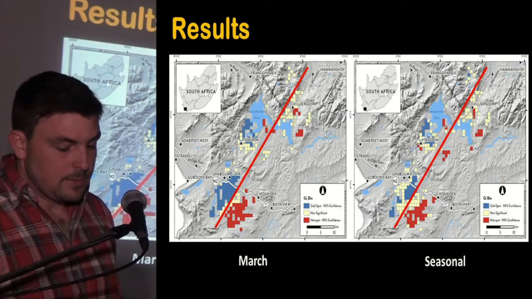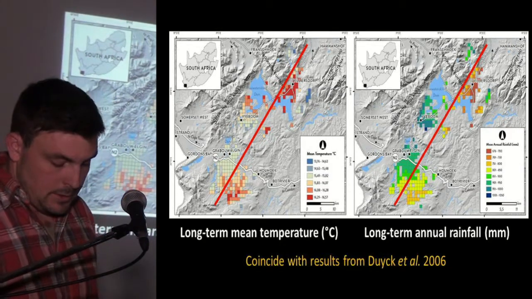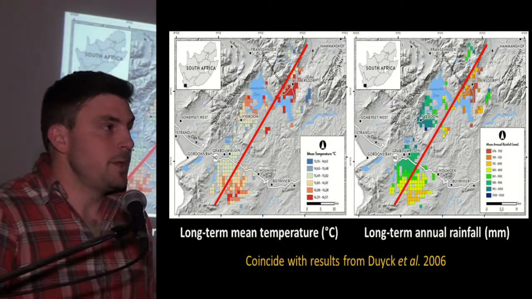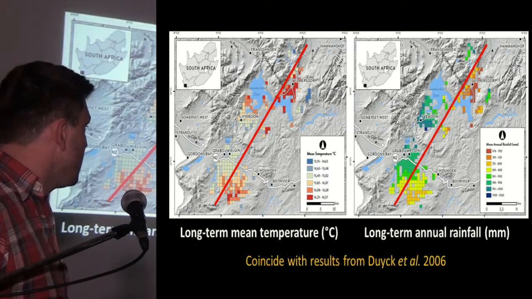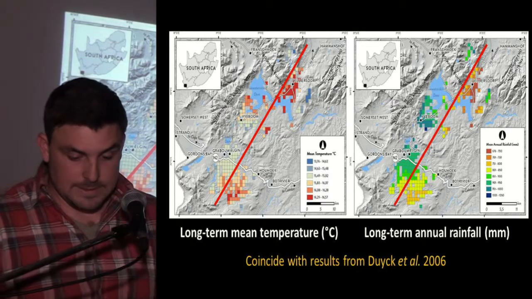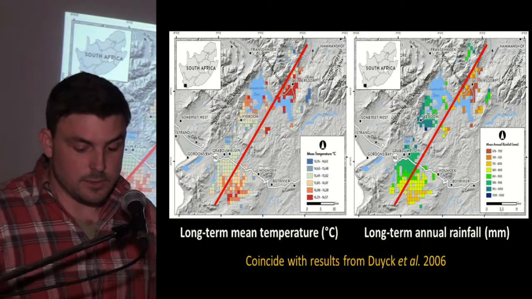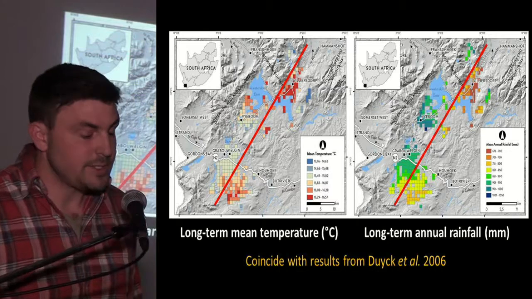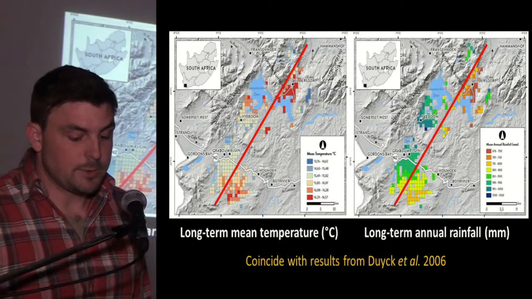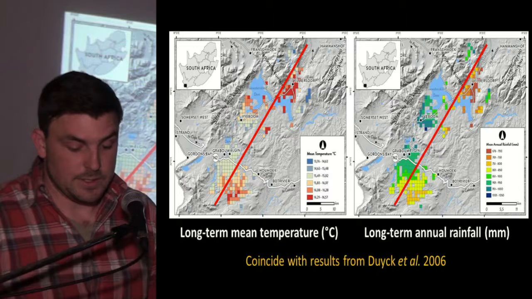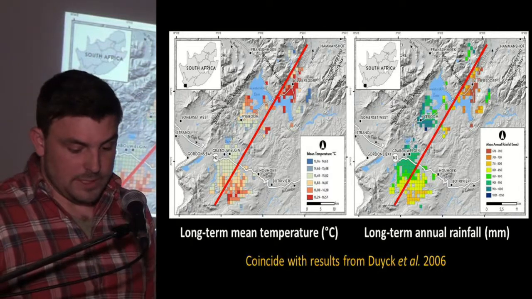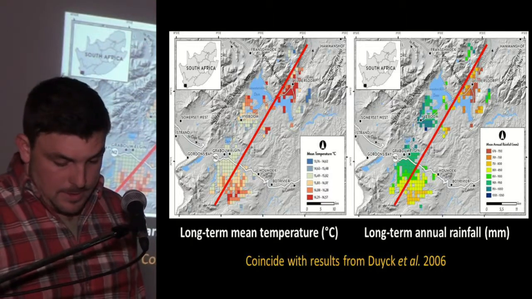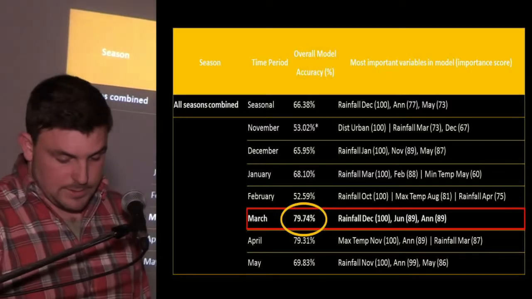Exploring this result, we found that the same split occurred in the spatial distribution of long-term temperature on the left and long-term annual rainfall on the right. This suggests that cold spots occur in areas with mild temperatures and high rainfall, in this case the northwest of the line, while hot spots occur in hotter, dry areas, in this case in the southeast of these lines. And this is also supported by other research.